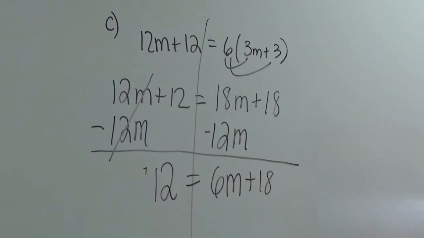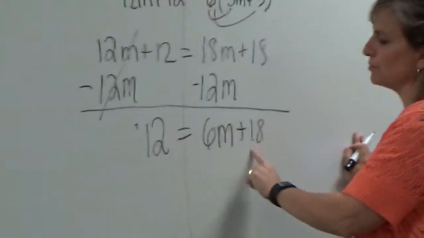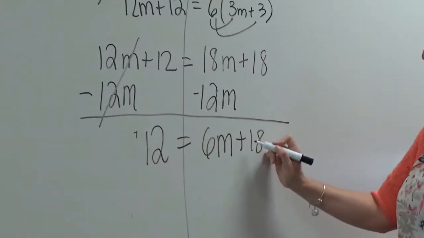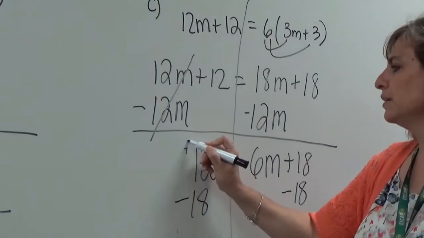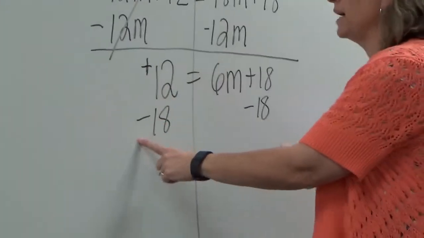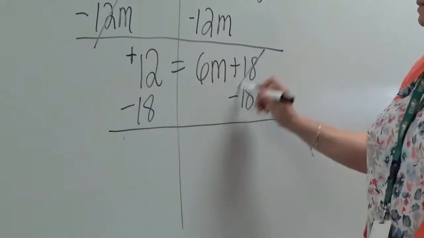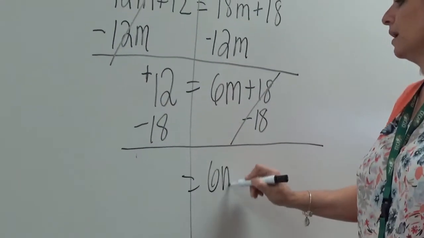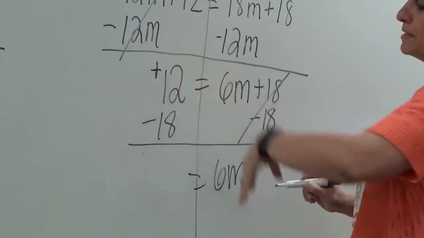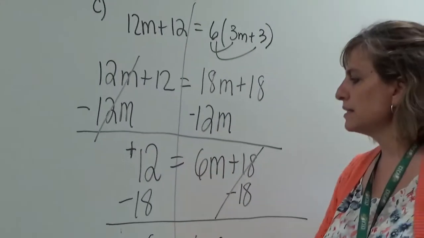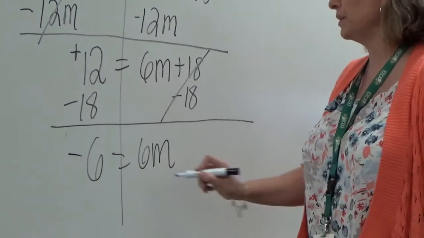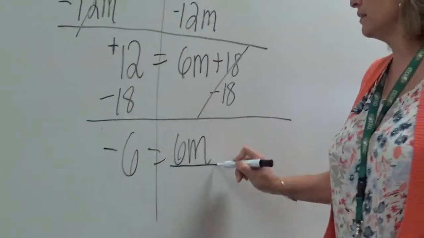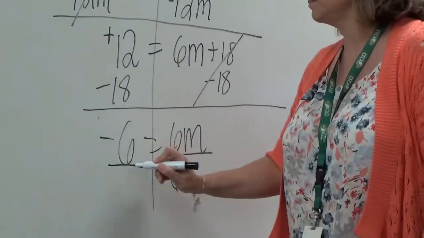Okay, now what do I do? Well, I have an 18 and a 12. Those are like terms. So I have to do the opposite. This is minus 18. This is minus 18. Notice I have a plus and a minus. That's a problem. Plus and a minus is a problem because when you have opposite signs, you subtract, take the sign of the bigger number. Which one's bigger? 18. So I'm going to take that negative with me. I never forget my negatives because if I do, the answer is going to be wrong.